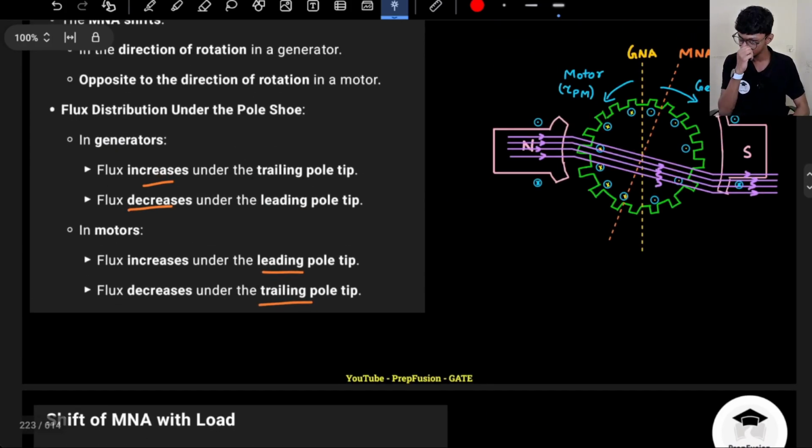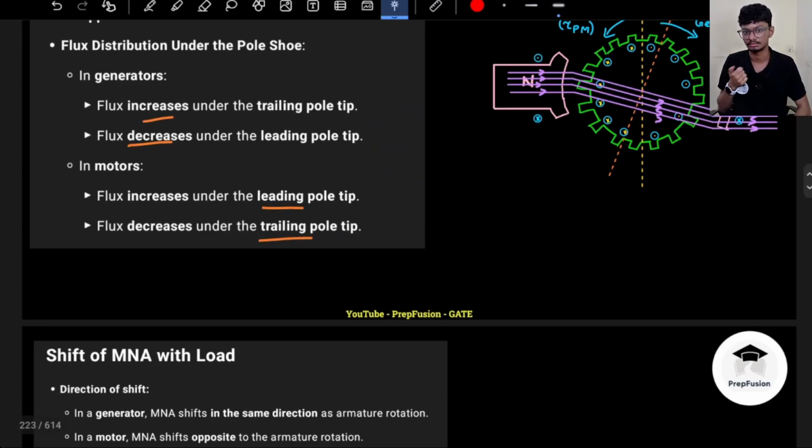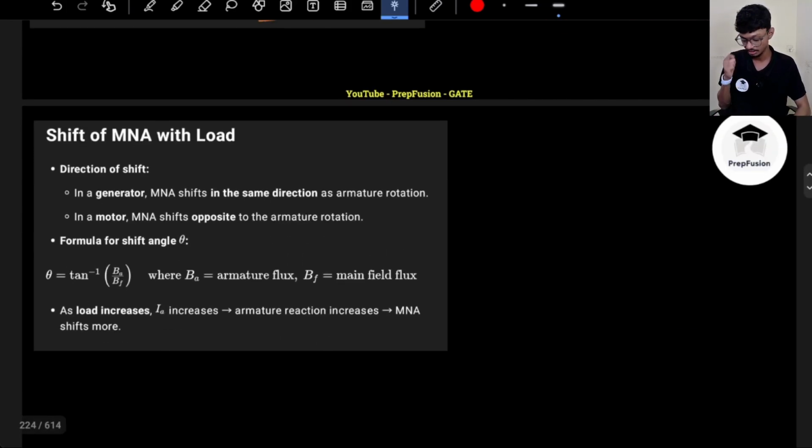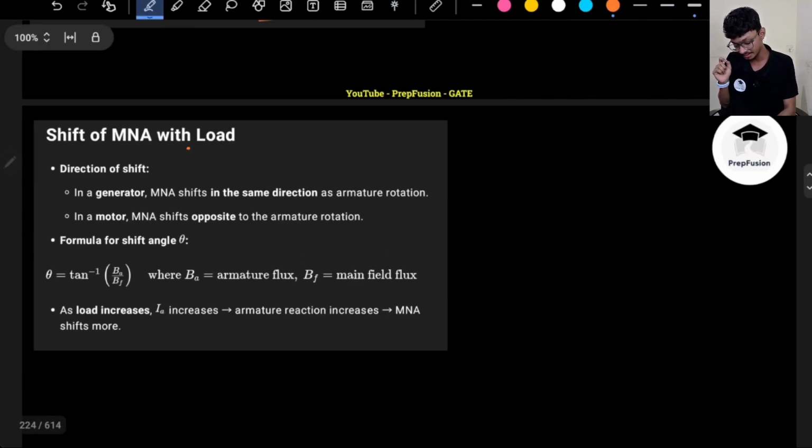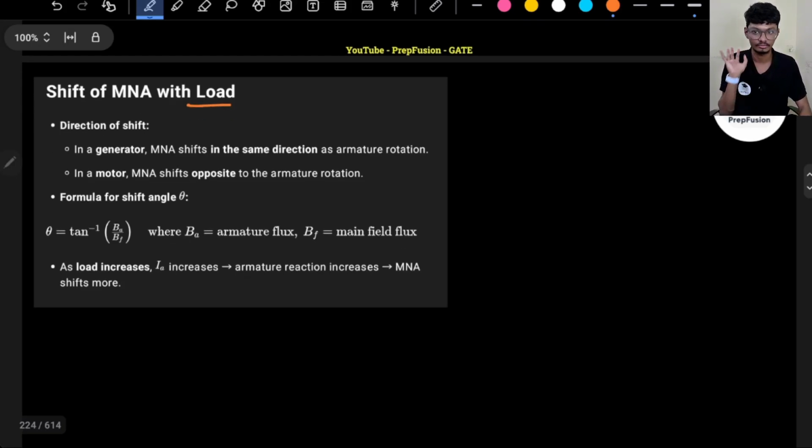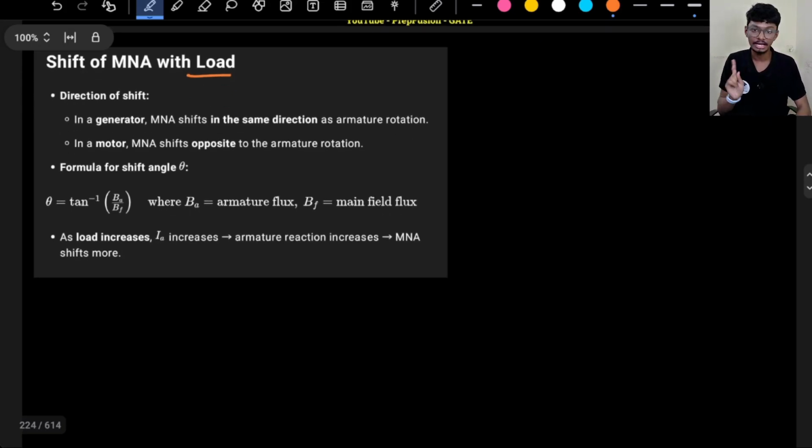So when does armature reaction happen? When there is armature flux, when there are currents in the armature conductor, because magnetic fields are generated. So basically the shift of MNA happens with load. If it is at no load, then there is no current, so no shifting will happen. But if it is at load, the MNA will shift.